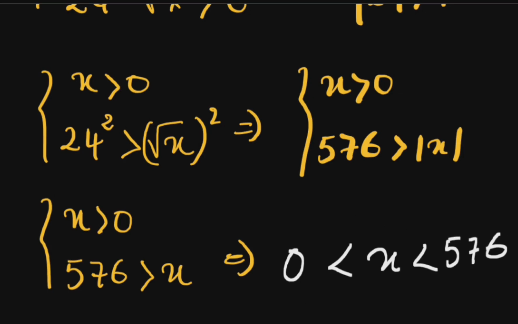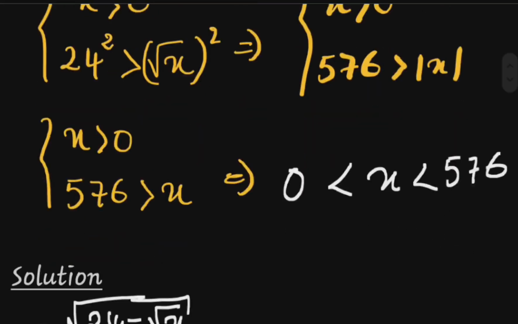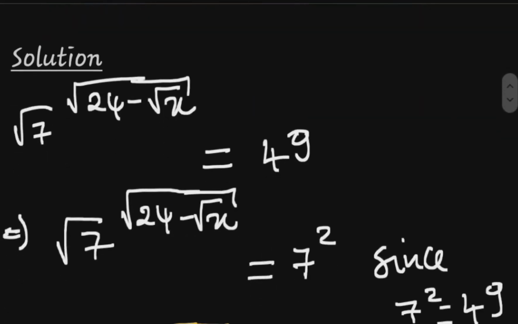Okay, now knowing this, we can solve our equation. The square root of 7, all this raised to the power of the square root of 24 minus the square root of x, is equal to 49. We have the square root of 7 raised to the power of the square root of 24 minus the square root of x is equal to 7 squared, since 49 is equal to 7 squared.